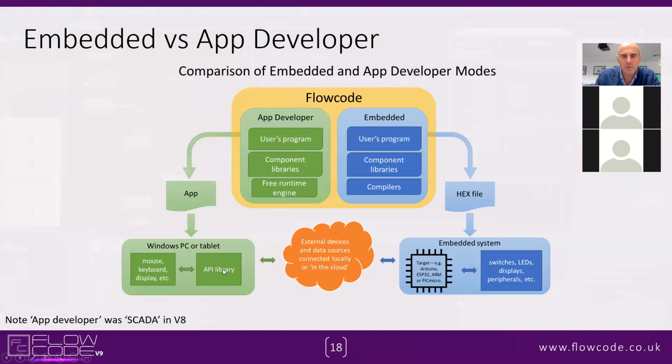So there's a lot of common code, and if you've written code for Flowcode Embedded, that code will transfer to Flowcode App Developer. In that sense, it's just like another microcontroller target to some extent. Or what you could do is create a system in App Developer, and then when you're happy with how it's working, you can put it into an embedded program.